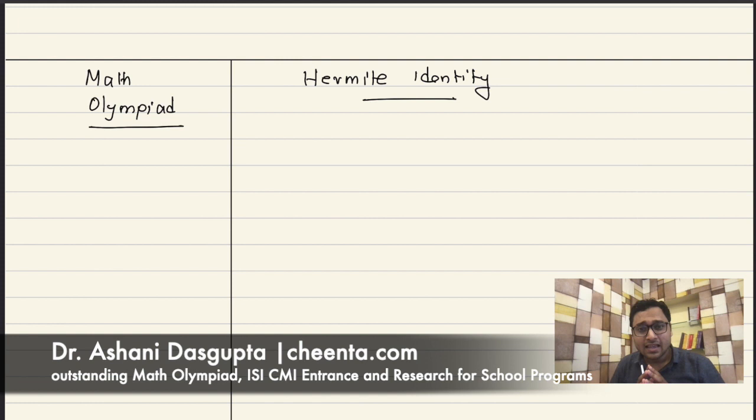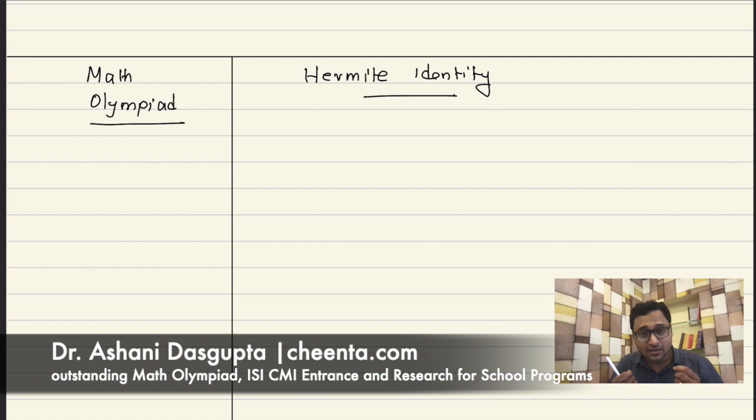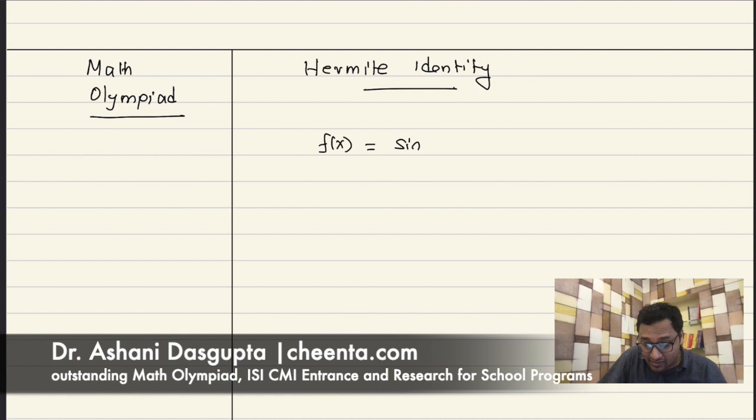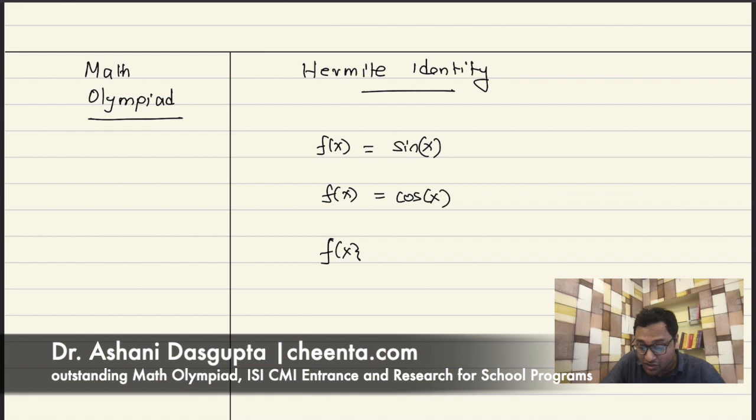In mathematics, there are certain functions called periodic functions. Examples are, of course, f(x) is equal to sine of x, f(x) is equal to cosine of x. As far as non-trigonometric functions are concerned, f(x) is equal to the fractional part of x is an example of a periodic function. What is the fractional part of x? Well, suppose x is 1.29, then the fractional part of x is simply 0.29.